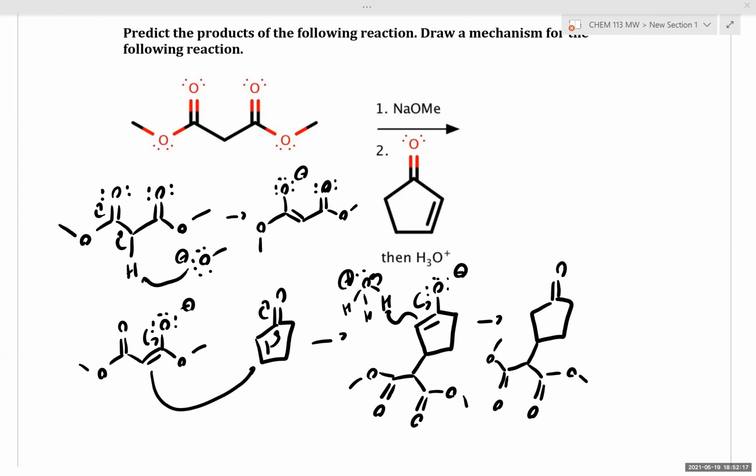Does this make sense to everyone? Enolate chemistry is probably one of the most useful carbon-carbon bond forming transforms that we've learned in this course. Any questions on this mechanism? The student responses were great. Okay.